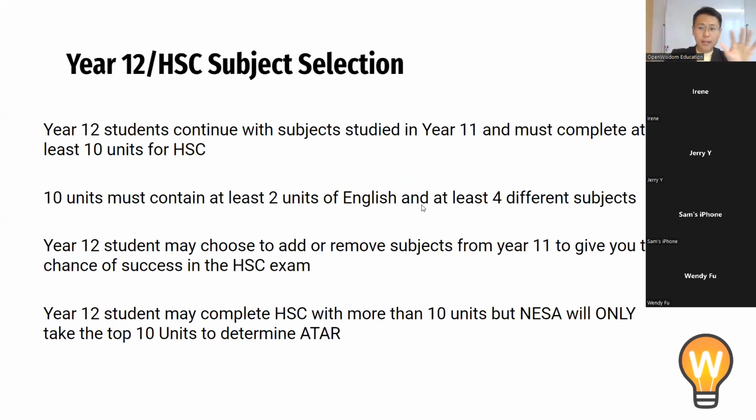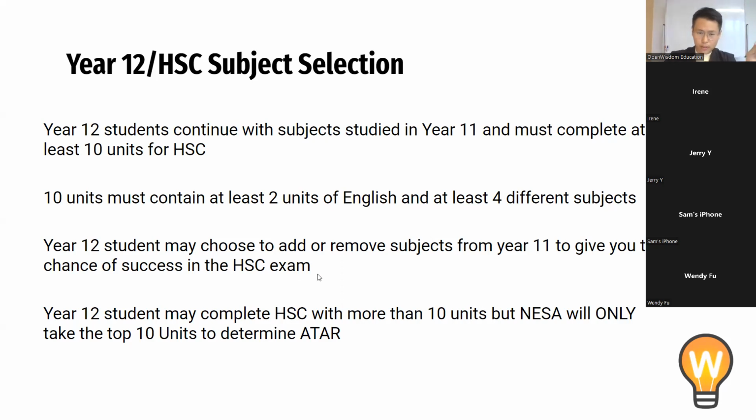Now, you've completed year 11, you're about to start year 12. But what's going to happen is that you do not start from 0 again. You'll continue with the subjects that you've picked in year 11 and progress into year 12. Now, as a year 11 student, you picked more than 12 units. But once you start year 12, you do not need to complete all 12 units for HSC. You only need to go into HSC with 10 units.